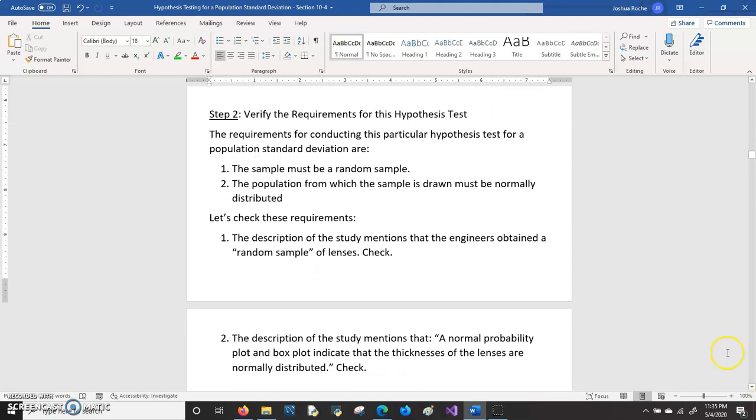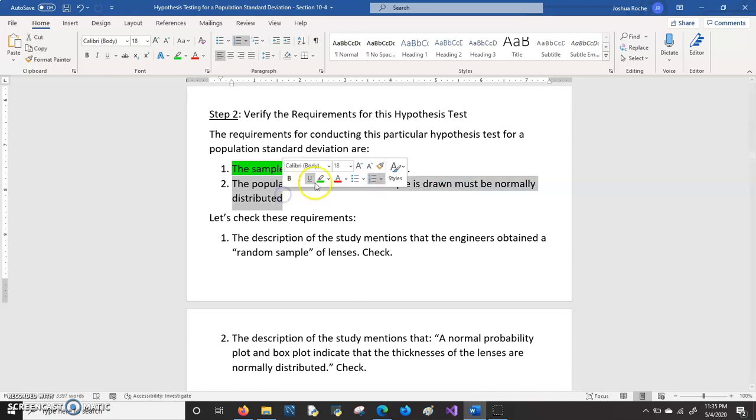Alright, we'll go on to step 2. Step 2 is to verify the requirements for this hypothesis test. There are only 2 requirements for this particular test. The first requirement is that the sample must be a random sample. And the second requirement is that the population from which the sample is drawn must be normally distributed.